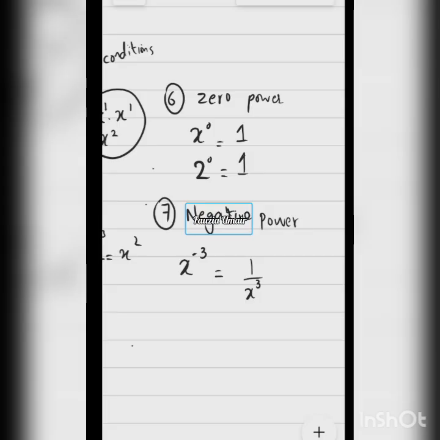Seventh is the negative power law. If the power is negative, what do we do? We take the reciprocal. Reciprocal of what? Reciprocal of the base. We do not take the reciprocal of the power. Here there is a misconception. So if there is a negative sign in the power, we take the reciprocal of the base and the power becomes positive. These are the two things we have studied, Mahi.